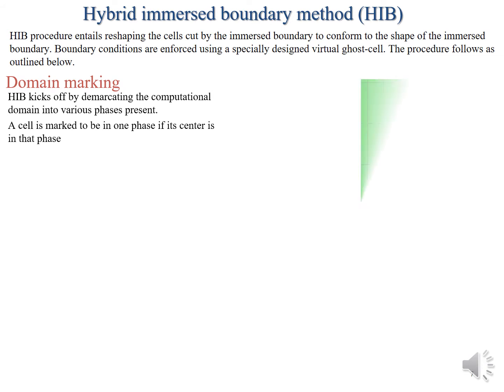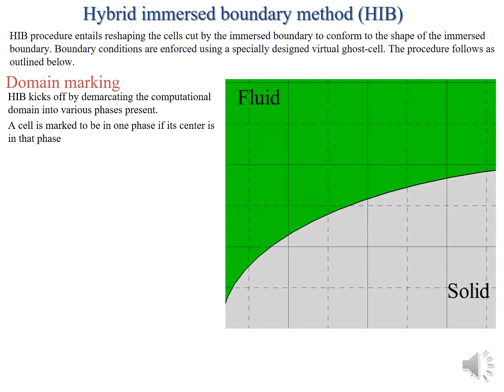So if we look at the cut cell method, this method is very accurate. It is actually the most accurate immersed boundary method we have today. But it also has shortcomings because it works by reshaping the boundary cell to conform to the shape of the immersed boundary.